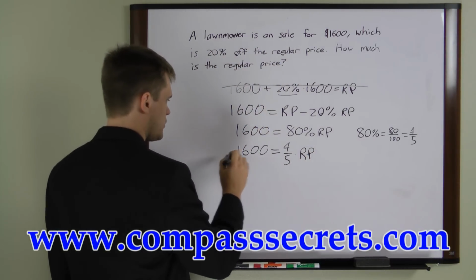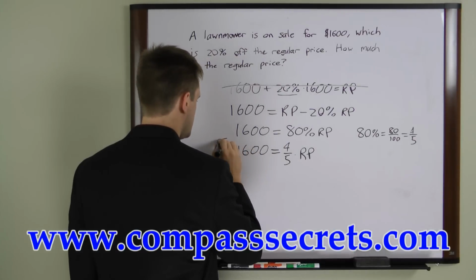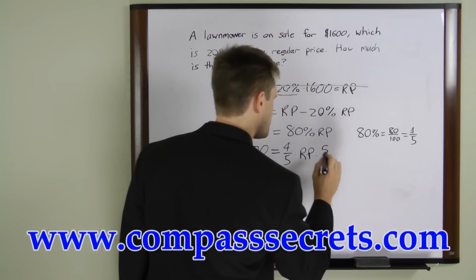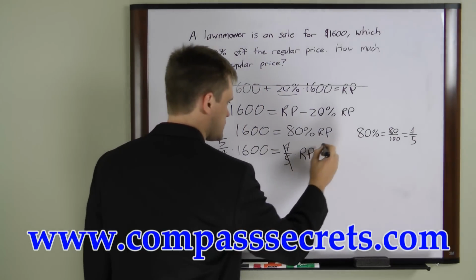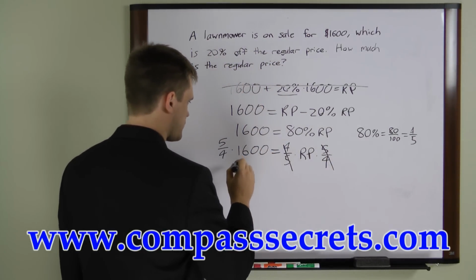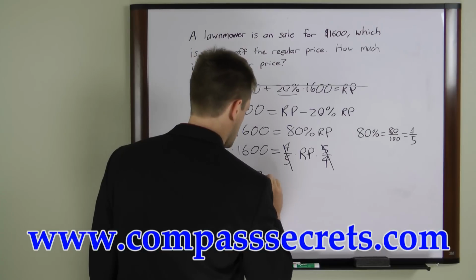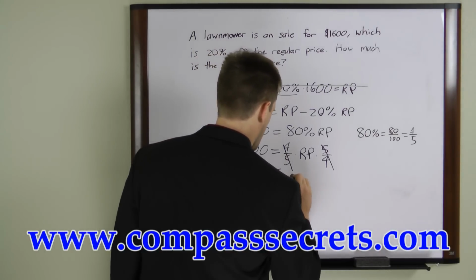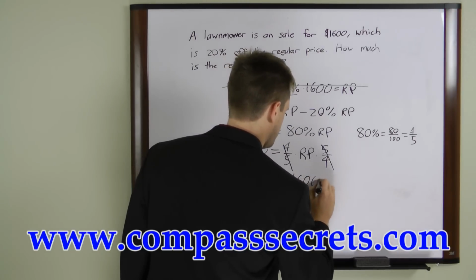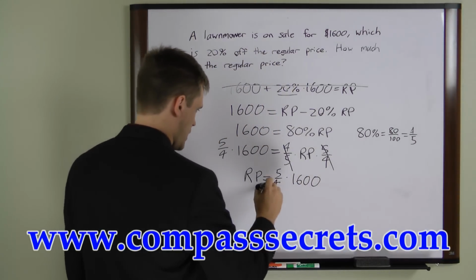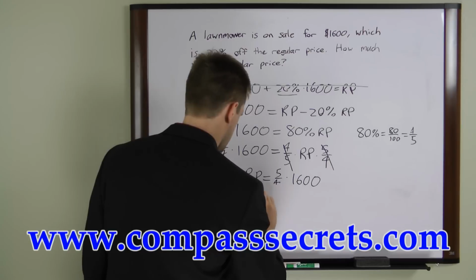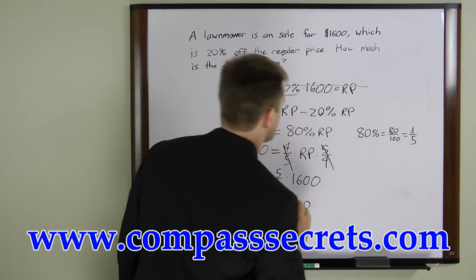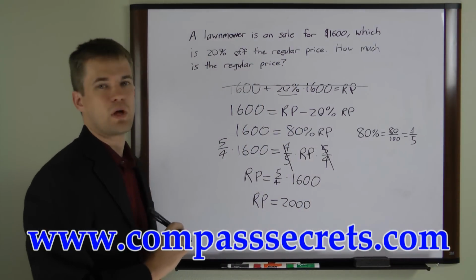And now to solve this, all we have to do is multiply both sides by 5 over 4. And then these two cancel. And what we're left with is the regular price is 5 over 4 times 1,600. Now, multiplying this out, what we get is that the regular price is $2,000. So the regular price of the lawnmower is $2,000.